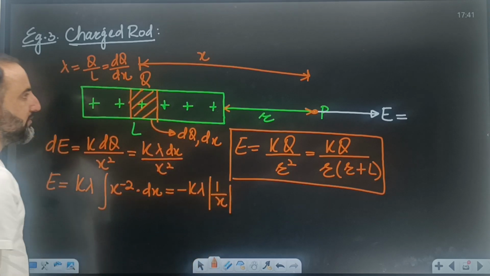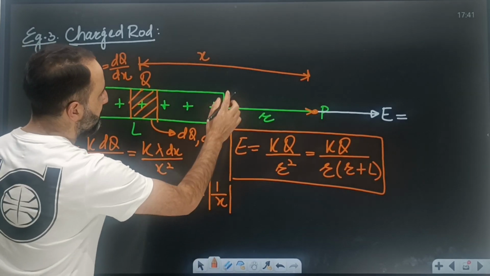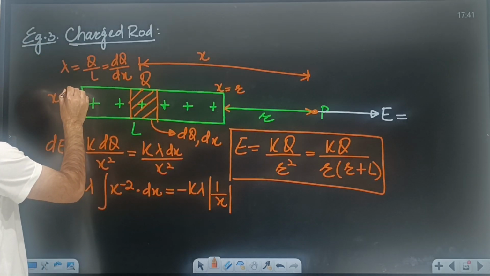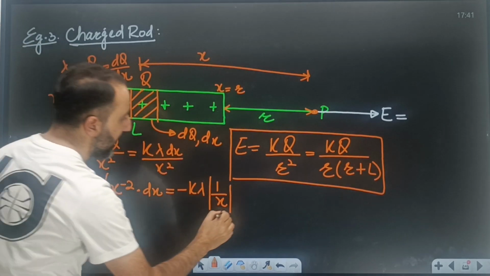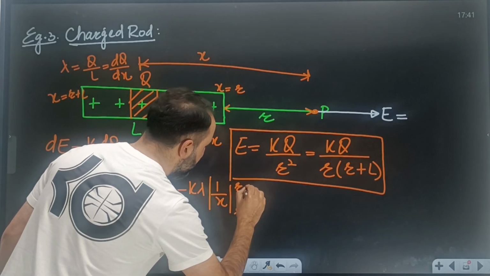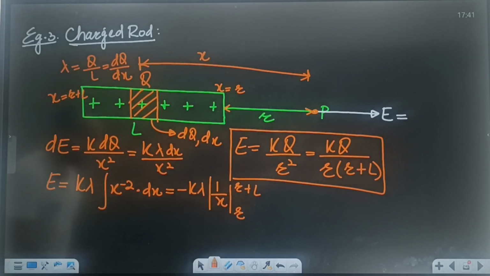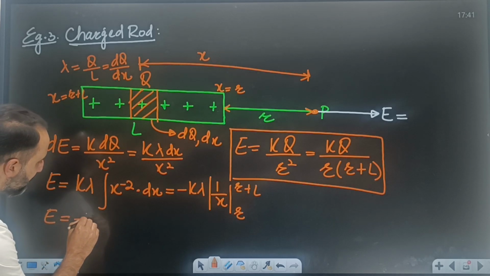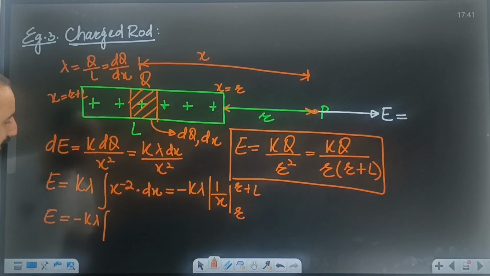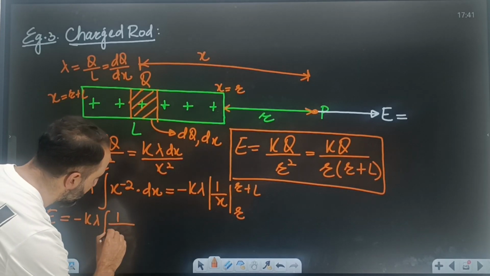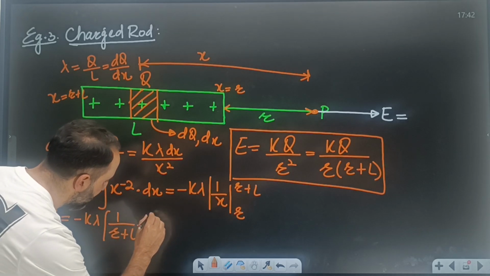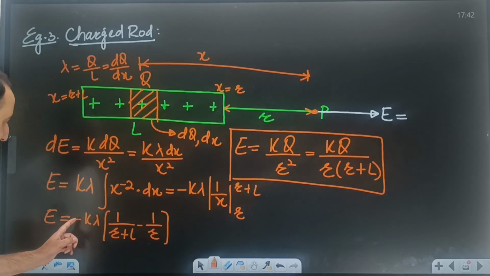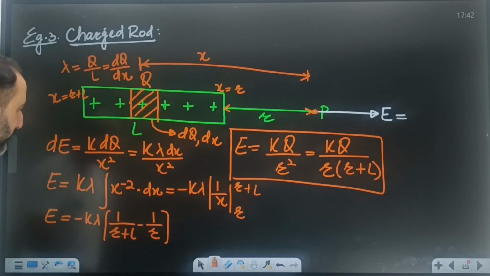And what about the lower limit and upper limit? Lower limit of x is equal to, what is the value of x here? r. And what about this? x here is equal to r plus l. So the lower limit is r, upper limit is r plus l. Then upper limit minus lower limit will give the net electric field. So it comes out as minus k into lambda into upper limit, that is 1 divided by r plus l, minus lower limit, which is 1 divided by r. So with the negative sign, this becomes positive and this becomes negative.